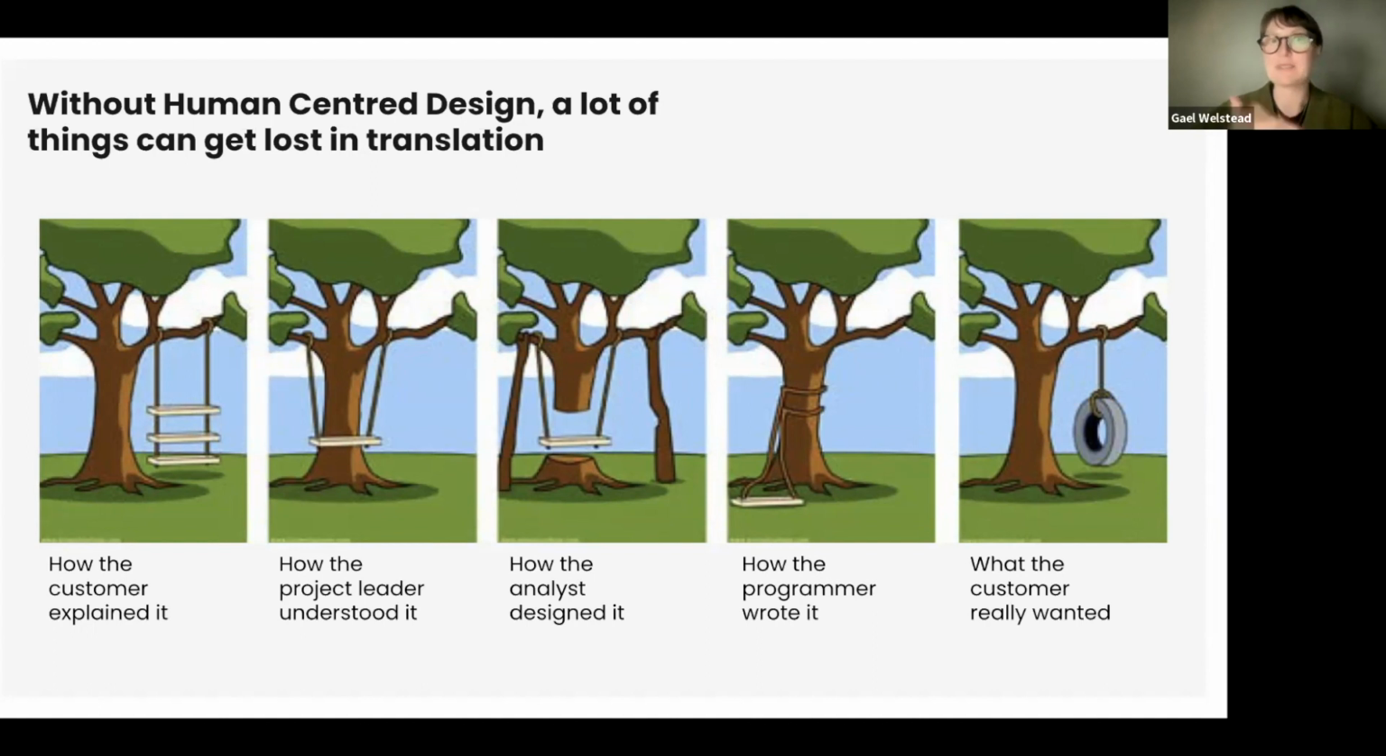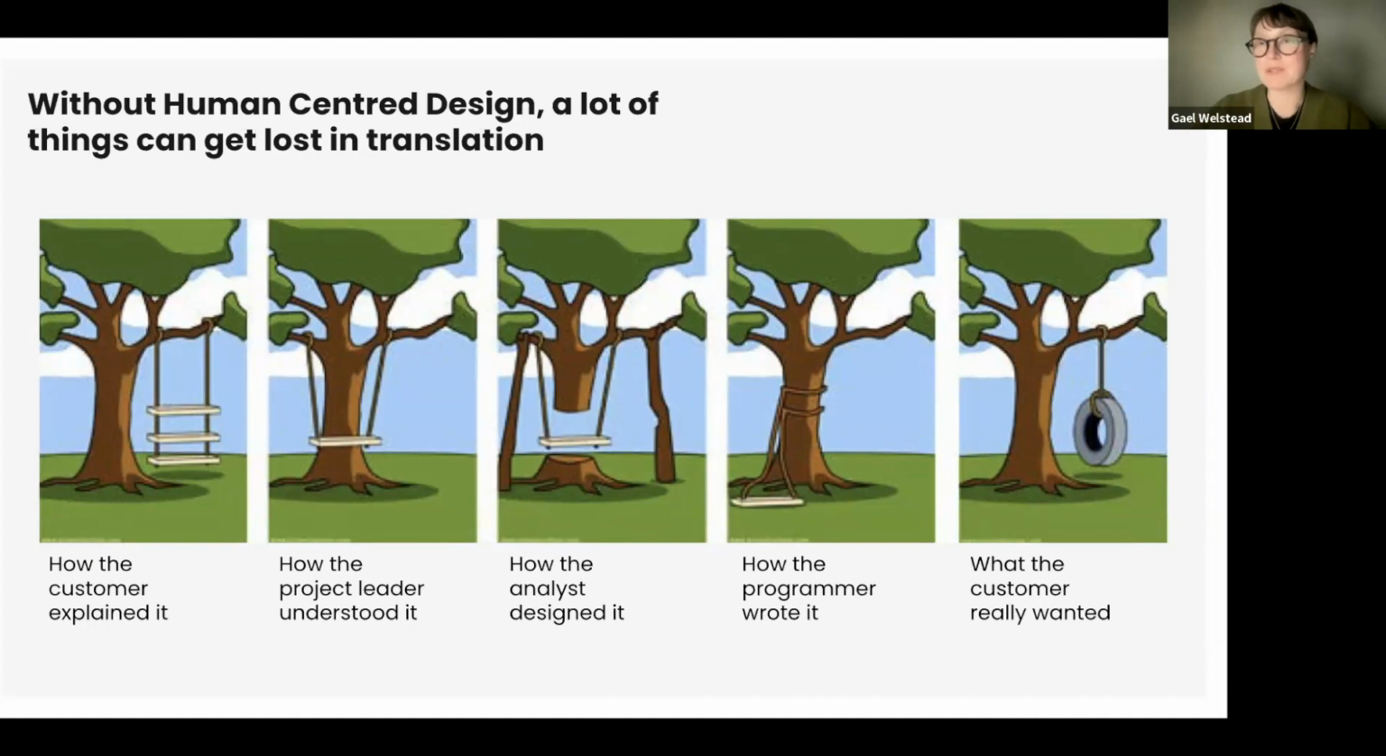The analyst designed it like this. So they heard again that they want to swing directly underneath the canopy of a tree. And so they created this space, which looks particularly awkward and precarious. The tree may not be stable. And then the programmer wrote it like this. So again, trying to get the swing as close to the center of the tree as possible.